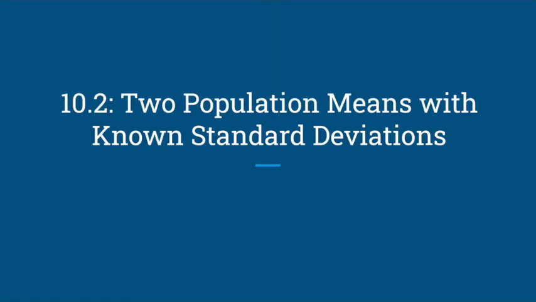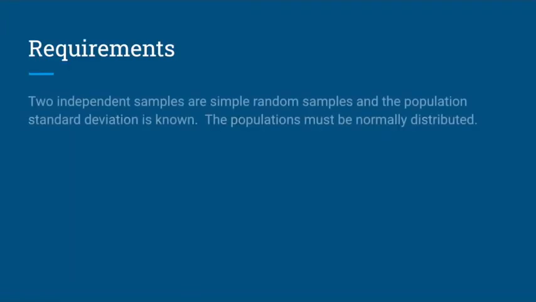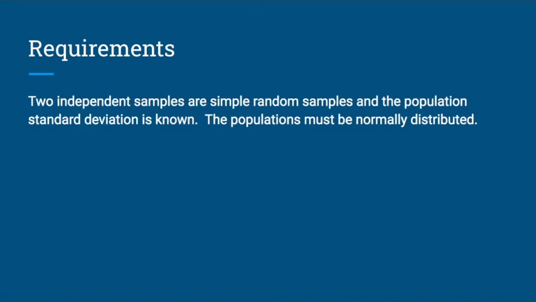Section 10.2, we're going to talk about two population means where we know the standard deviation for the population. Again, this is a little bit of an unlikely scenario, just like it was in Chapter 9 when we were testing hypotheses with one sample. But again, the calculations are fairly easy, so it's worth doing here in class, but it's not one that you're probably going to run into very often in the real world.